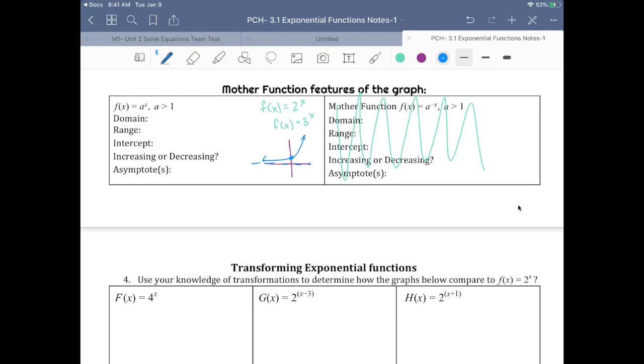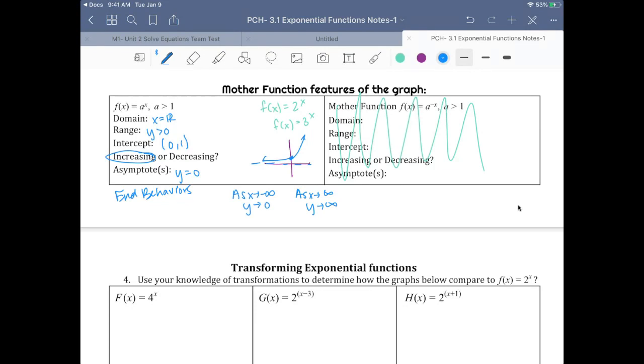So the domain is x is equal to all real numbers. Y has to be greater than 0 since we have an asymptote. The intercept is 0, 1, only a y. We're always increasing. And we have an asymptote at y is equal to 0. The end behaviors, we'll add those, are as x goes to infinity, y is going to infinity. And as x goes to negative infinity, y is going to 0.